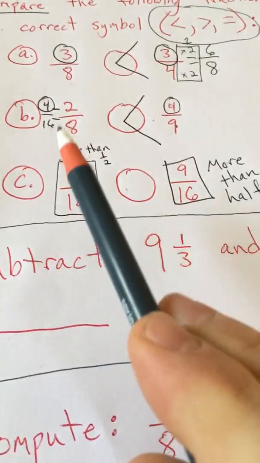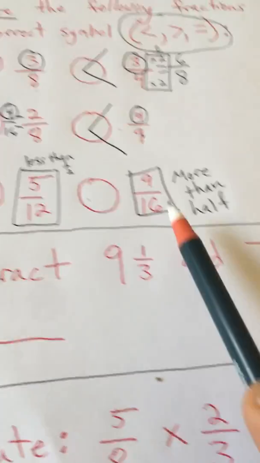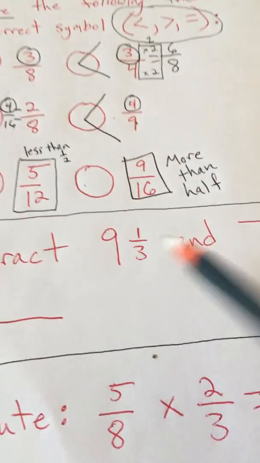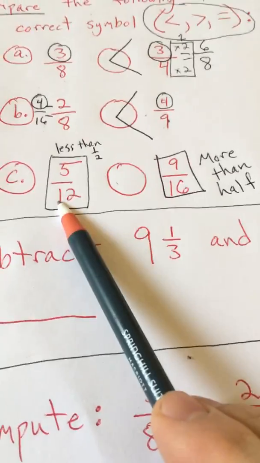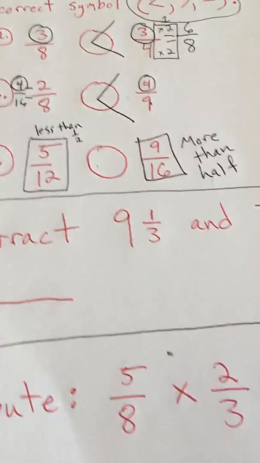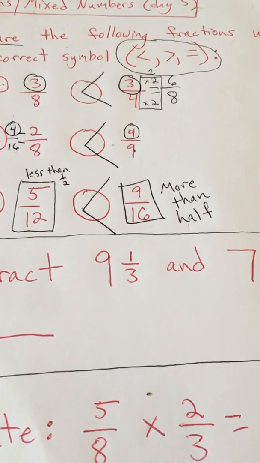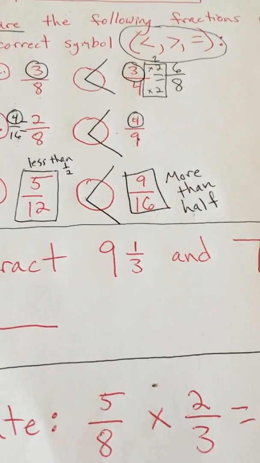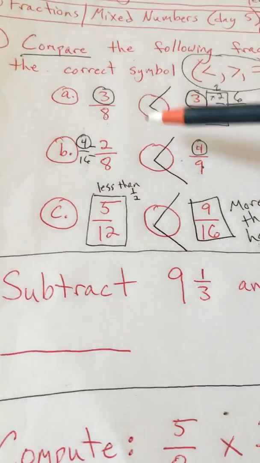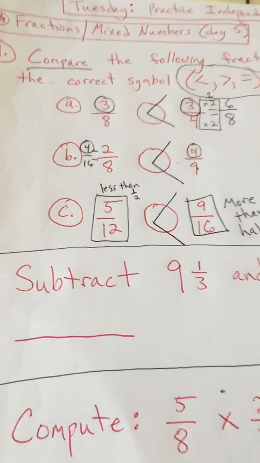So 6/12 is half, so 5/12 is less than half. 8/16 is half, so 9/16 is more than half. So if this one's less than half and this one's more than half, then look at that. That one is greater. So 5/12 is less than 9/16. So all of these happen to be less than.